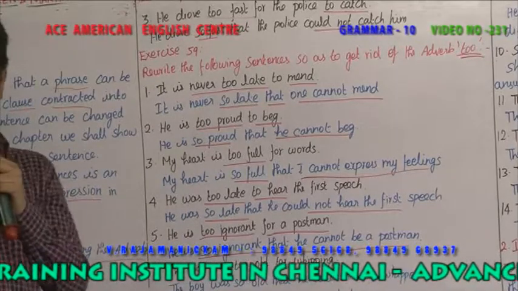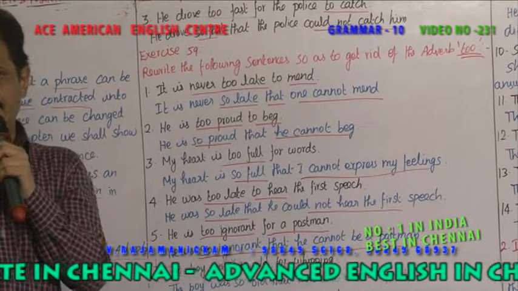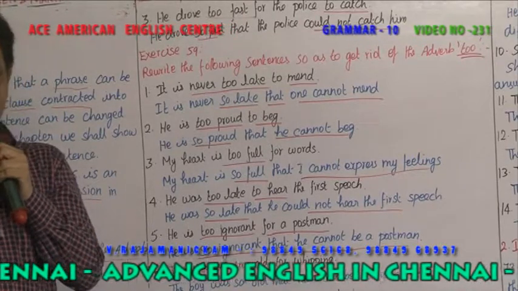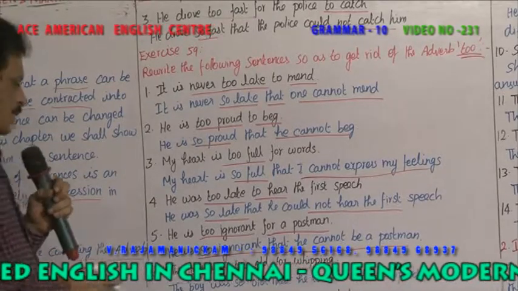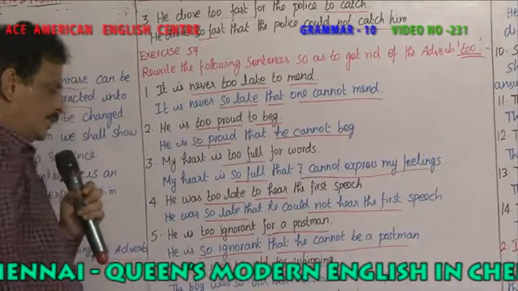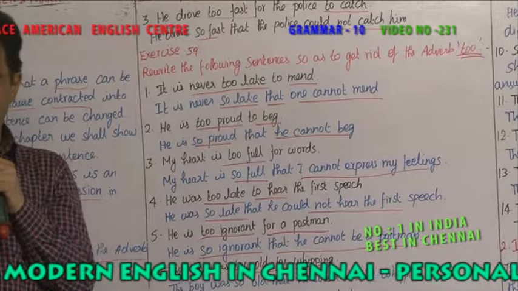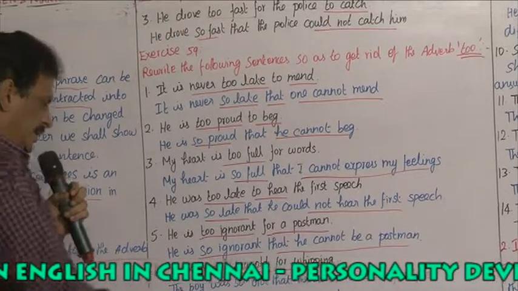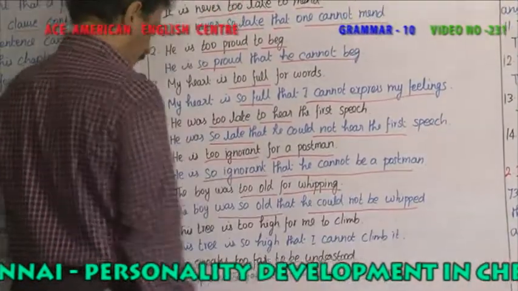The boy was too old for whipping. What do you mean by whipping? A cane and lashing him up, or whipping him, hitting him. So he was too old for whipping. So he may be 70 years or 80 years. He is too old that he won't be able to tolerate the pain. The boy was so old that he could not be whipped.